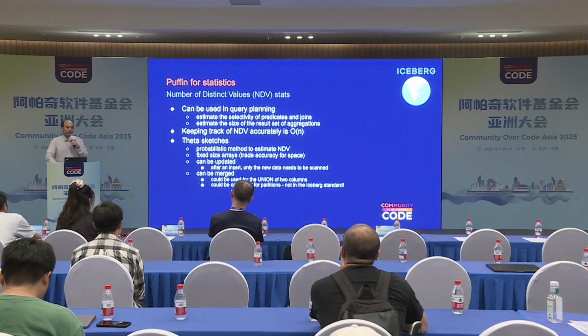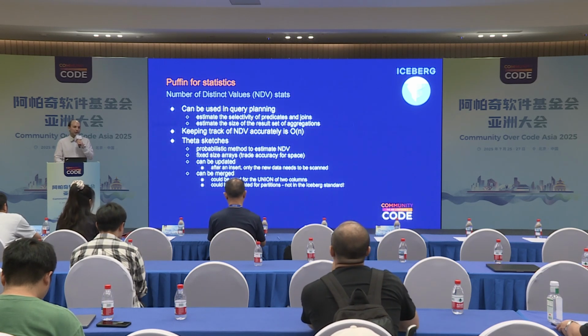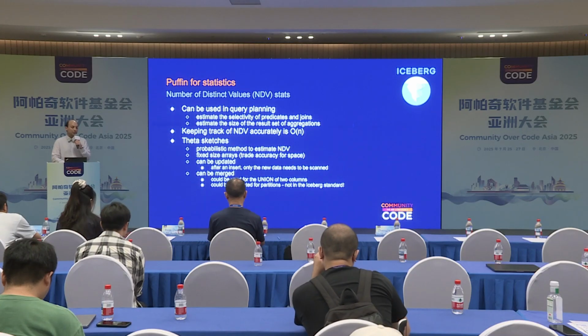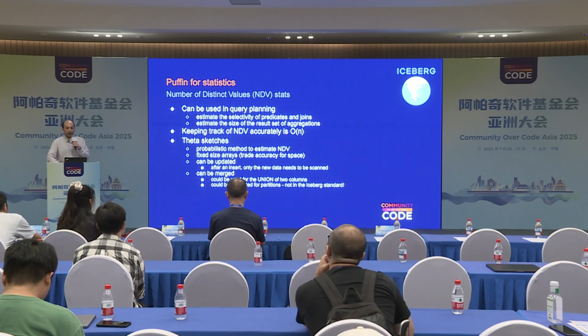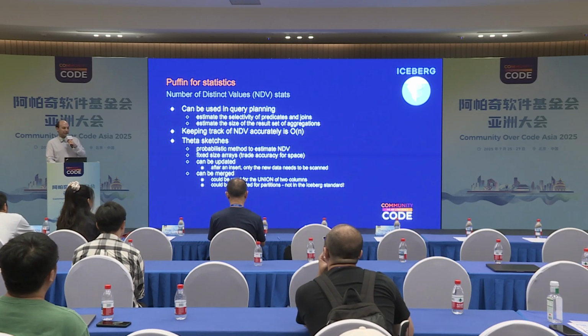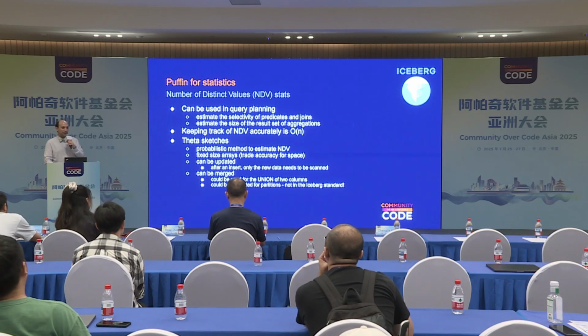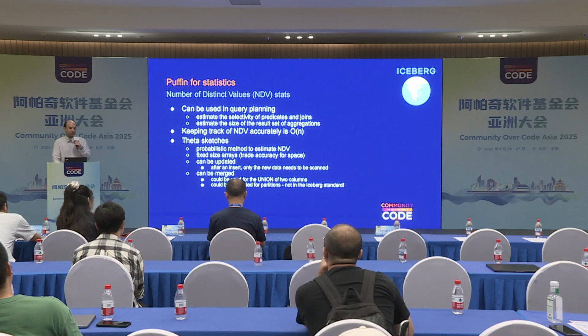Also, another thing it could be is to calculate theta sketches for each partition separately, and then we don't need to calculate one for the whole table, because we can merge these. Currently in the Iceberg specification, we don't have this. We have sketches for whole columns of the table, but this could be a theoretical possibility. Actually, in Impala, we do something similar, but not with Iceberg Puffin.